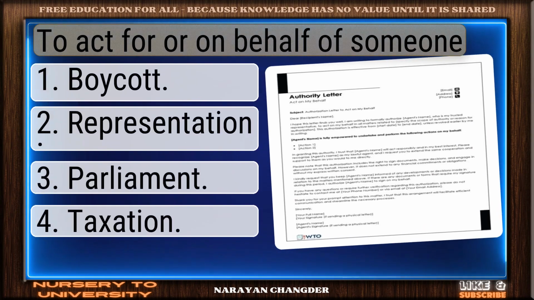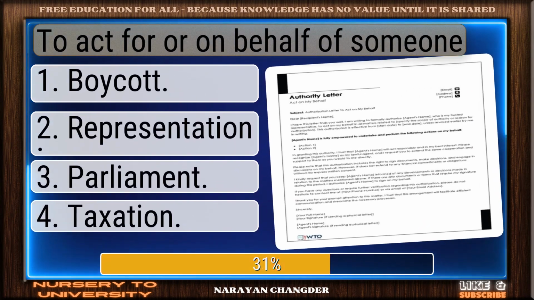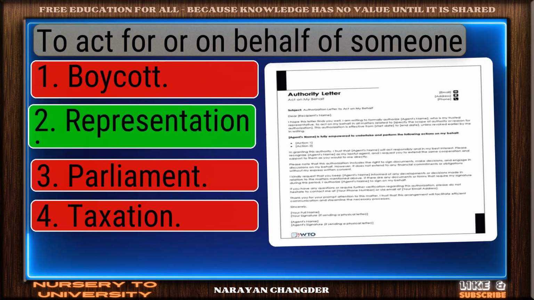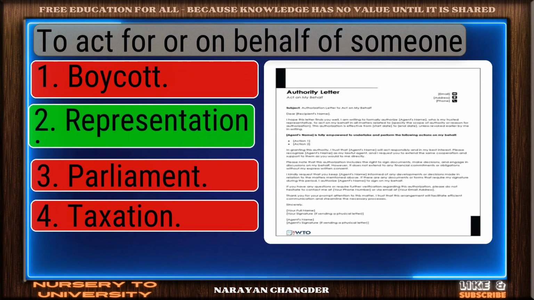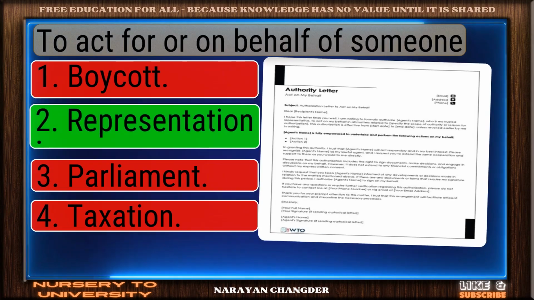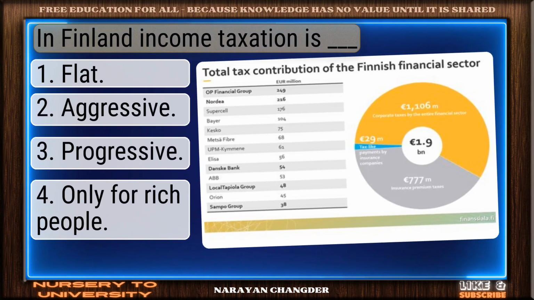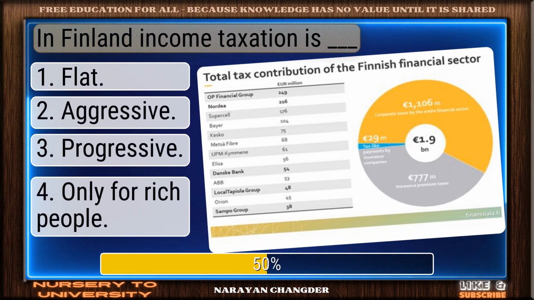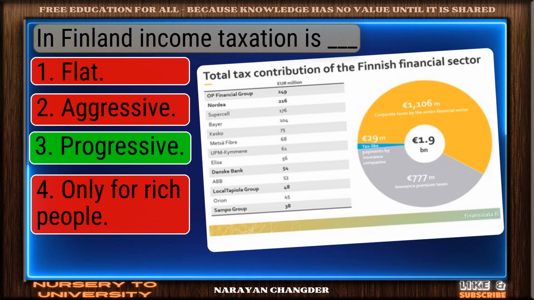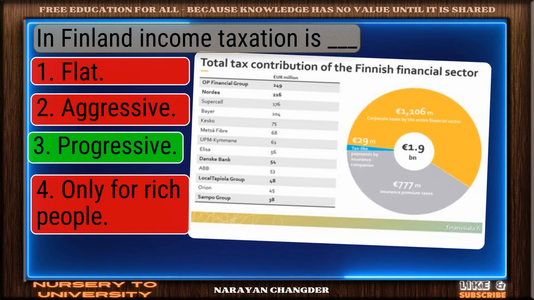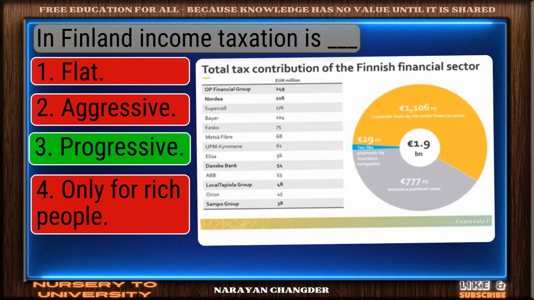To act for or on behalf of someone. Good job. Your answer representation works well here. In Finland, income taxation is dash. Clear logic. Your choice progressive is sound and 100% true.